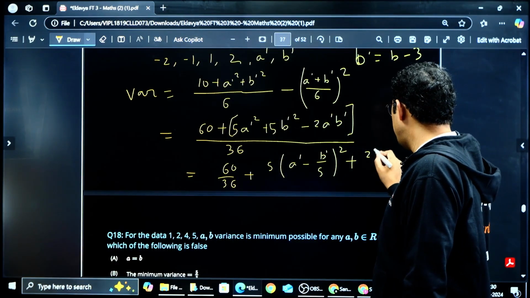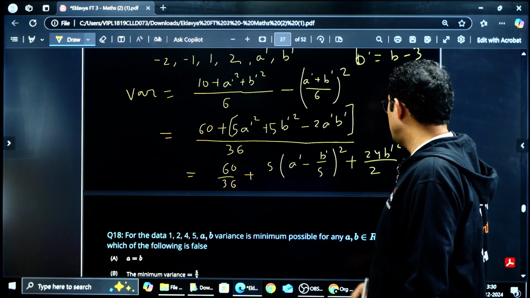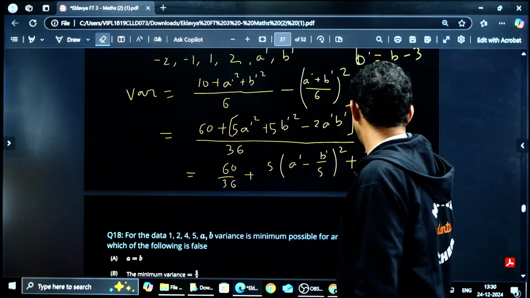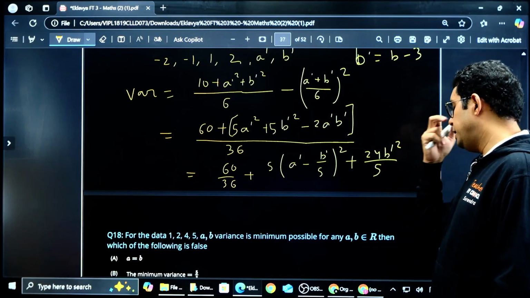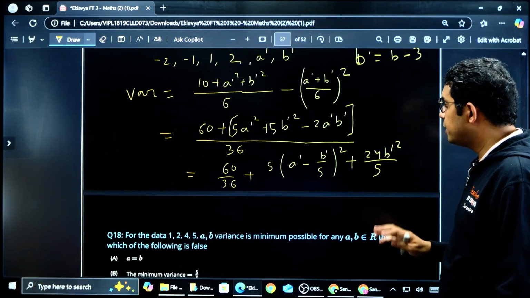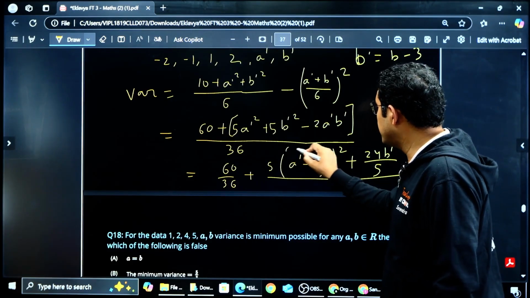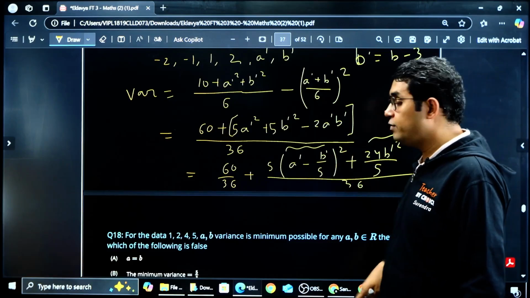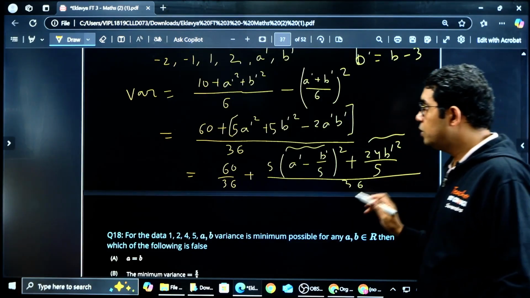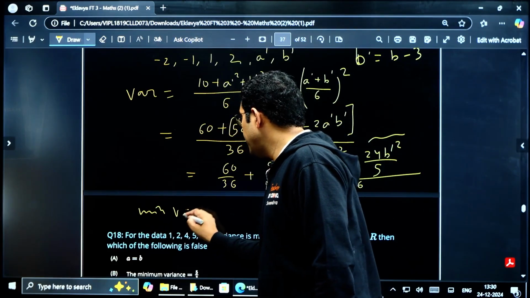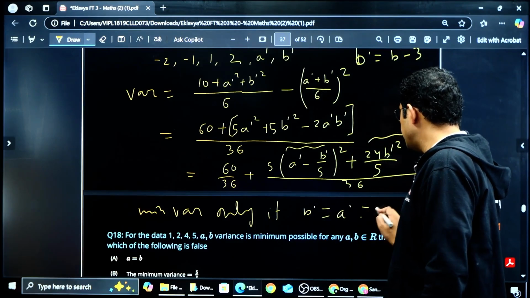After multiplying by 5, it is b' square upon 5. So it will be 24 b' square upon 5. Let me just check. B' square upon 5 plus this. Yeah, correct. And the whole divided by 36. Now you can see it's a perfect square here and a perfect square here. They both will have positive values. The least value can be when they both are 0. So the minimum variance is only if b', a' both become equal to 0, 0.